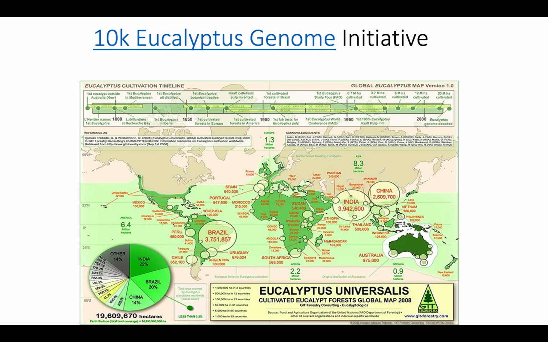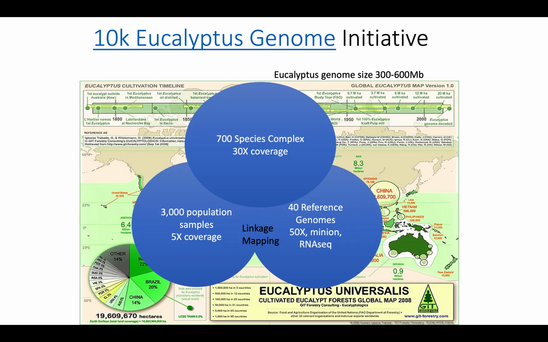They're using tropical hybrids, temperate tropical hybrids. This is universalis, which is a whole mix of different species. India is also using it a lot, South Africa for firewood. China is growing their plantations, and the U.S. is actually interested now too. We just got a new grant to explore 700 different species with short reads.